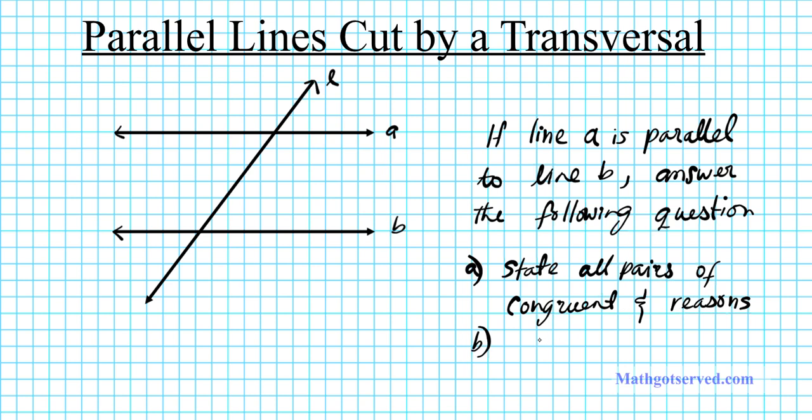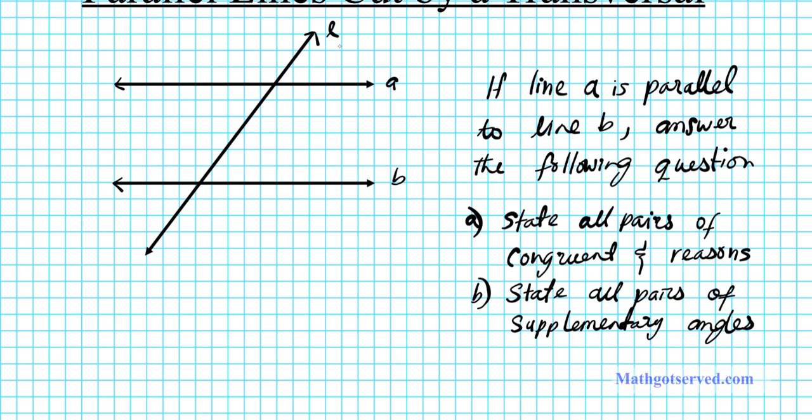And then for part B, you're going to state all pairs of supplementary angles. Supplementary angles are angles that add up to 180 degrees. All right, so let's go ahead and label our angles. So let's say this is angle 1, 2, 3, 4, 5, 6, 7, 8. So we have these 8 angles here.